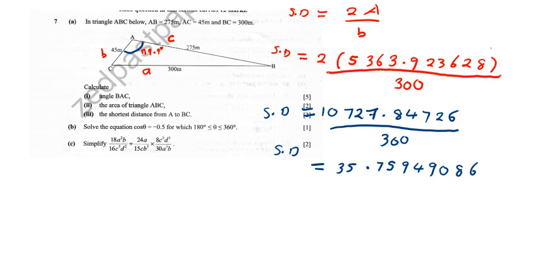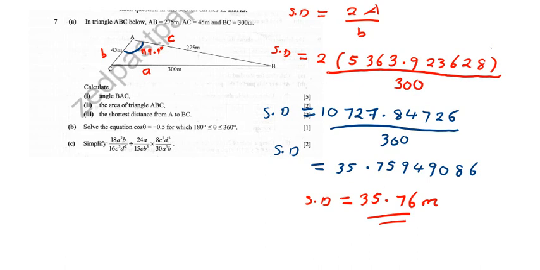So now we can round it off to two decimal places. So we say SD, which is short distance, is equal to 35.76, which is in meters. So that's our short distance. As you can see, if I compare these values we are given, 45, 275 and 300, you can see that 35.76 is really our short distance.